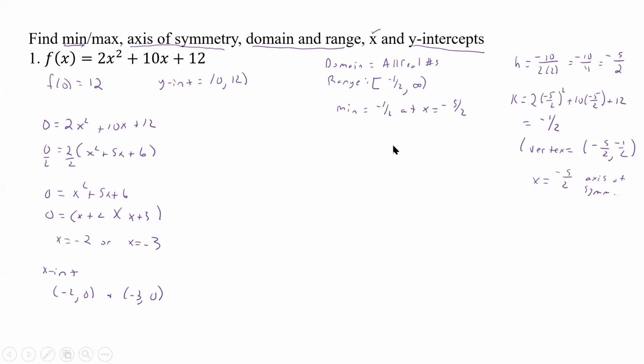Okay, so any questions on anything there? There's a lot of stuff, but again, nothing super hard as far as math goes. It's just kind of remembering everything as far as what you need to do.